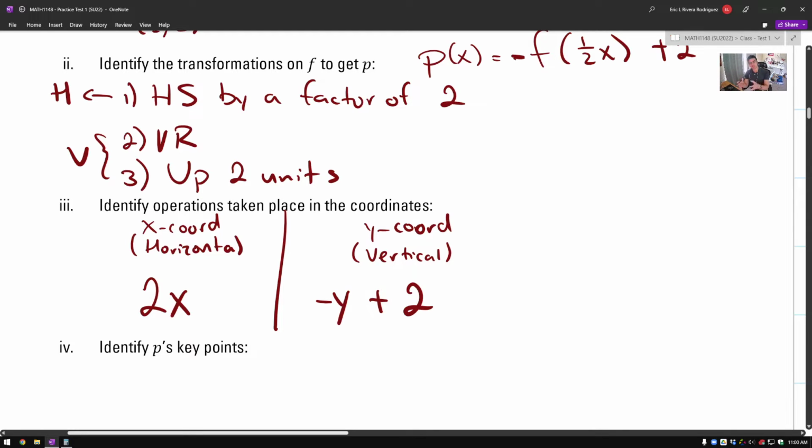But we have an equation because we have two vertical transformations. So we have -1 times y and we have +2. Okay, so we need to combine those two transformations into one equation. Any question?